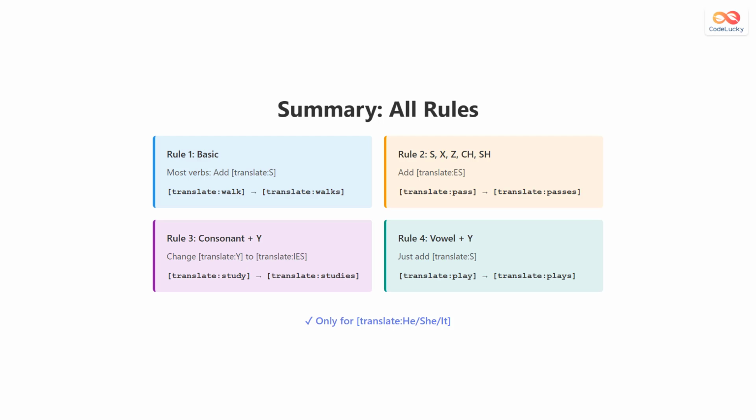Let's review all 4 rules we learned. Rule 1. For most verbs, simply add s. Rule 2. For verbs ending in s, x, z, ch, or sh, add es instead. Rule 3. For verbs ending in a consonant plus y, change the y to i and add es. Rule 4. For verbs ending in a vowel plus y, just add s. Remember, all these rules apply only to the third person singular pronouns, he, she, and it.